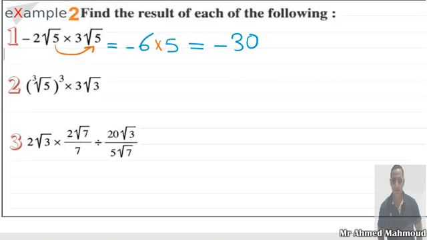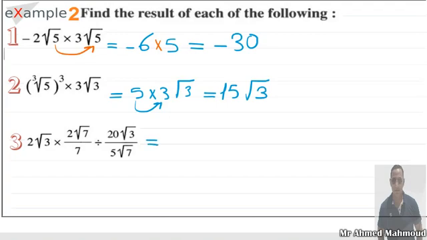Number 2. Here we have root 3 times cubic root 5 to the power of 3. Cubic root 5 to the power of 3 equals 5, times root 3 as it is. And then I'm going to multiply 5 times 3, which equals 15 square root 3.